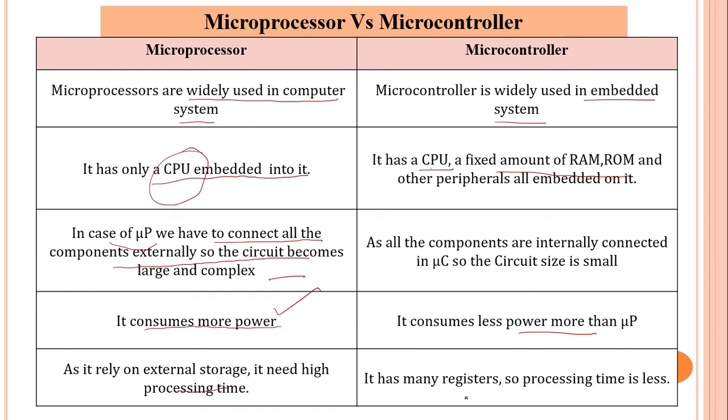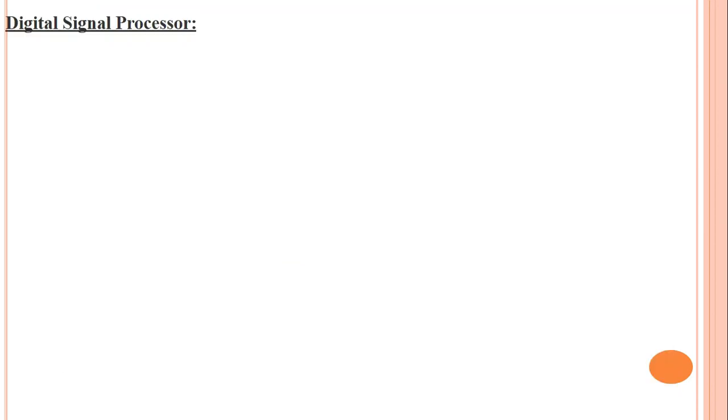But in case of microcontroller, we can fetch the data immediately from the memory unit that will be available inside the microcontroller. The processing time will be very less. So that is another advantage of microcontroller. So these are the few differences between microprocessor and microcontroller.